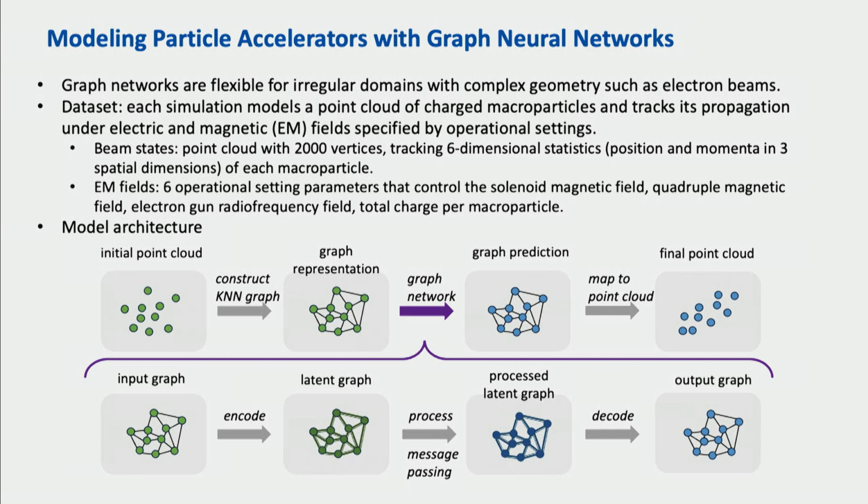We consider graph neural networks as our candidate surrogate model because they can accommodate irregular domains with complex geometry and capture local neighborhood information in addition to global properties. Our simulation dataset consists of thousands of simulations, where each simulation models a charged beam with a point cloud of charged macroparticles and tracks the propagation under EM fields specified by a distinct set of operational settings. The model takes an input point cloud, constructs a k-nearest neighbor graph from spatial coordinates of the macroparticles, then uses a graph network to learn the beam dynamics, and finally outputs a graph where the nodes contain the updated positions and momenta of the macroparticles. The graph network adopts an encode, process, decode structure.